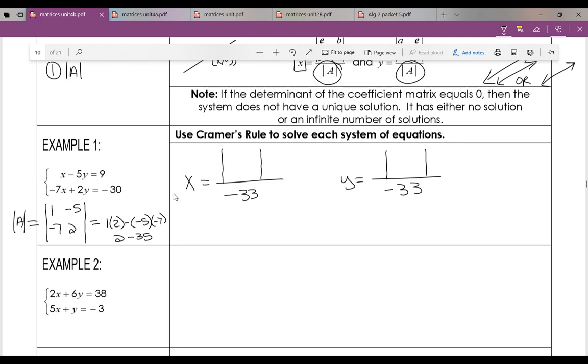When you are solving for X, when you move to the top part of the fraction, you cannot use the X numbers. What are you going to put in the place of those two X numbers? 9 and -30. And then I fill in my Y's, my -5 and my 2. I'm going to find the value of the determinant, 9 times 2 minus -5 times -30. That gives me 18 minus 150, which gives me a numerator of -132.